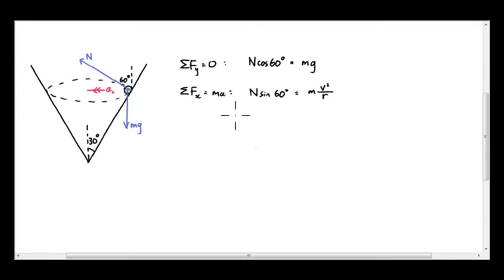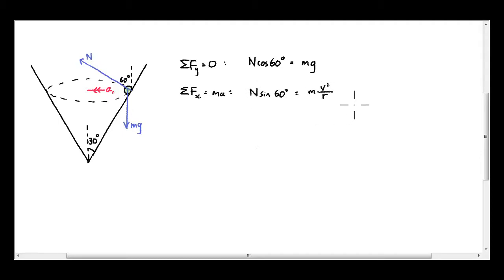Now let's work on the horizontal direction. In the horizontal direction, all we have is the horizontal component of the normal contact force, which can be written as N sine 60 degrees. Again, work with this right-angled triangle here. So N sine 60 degrees can be equated to the mass of the ball times its acceleration. But since this is circular motion, we can write the acceleration as v squared over r.